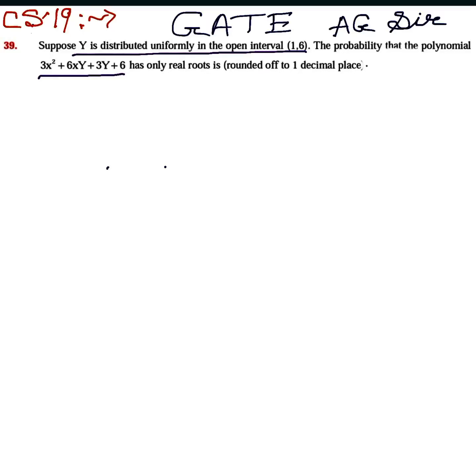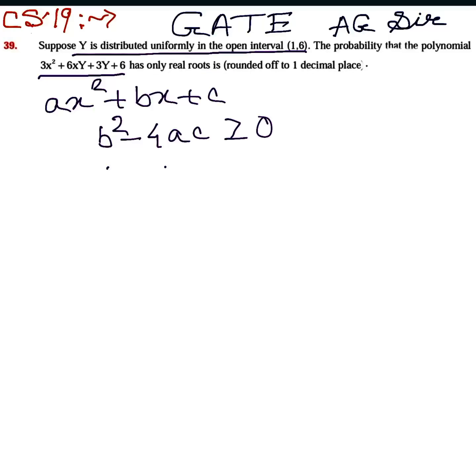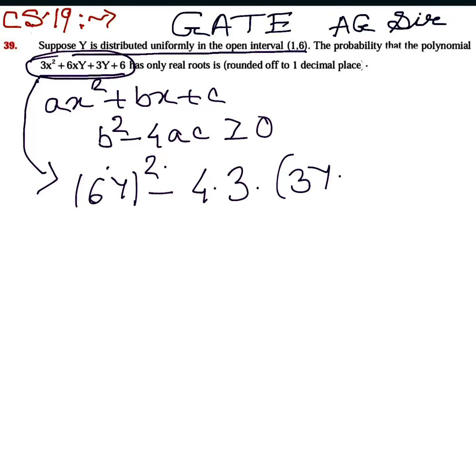We know that a polynomial expression in X in the form ax square plus bx plus c has only real roots whenever its discriminant, b square minus 4ac, is greater than or equal to 0. Since y is a uniformly distributed random variable, we can consider y as a constant in this polynomial expression. This polynomial expression has all real roots whenever its discriminant, (6y square) whole square minus 4ac, that means that much, is greater than or equal to 0.